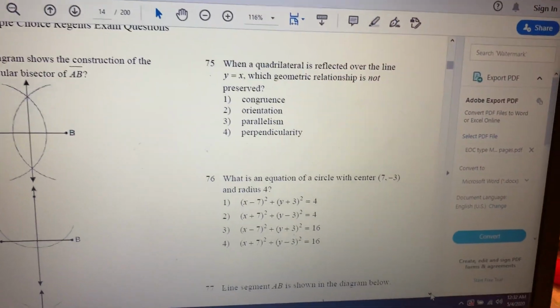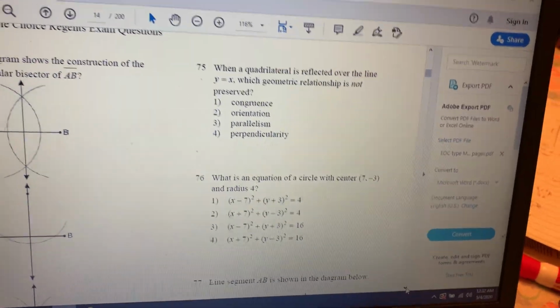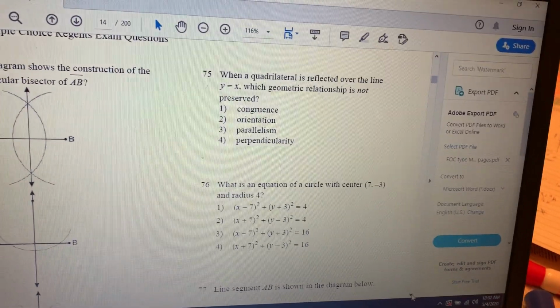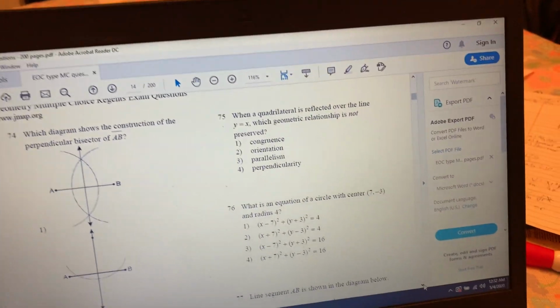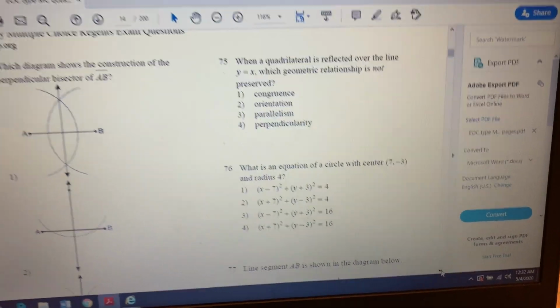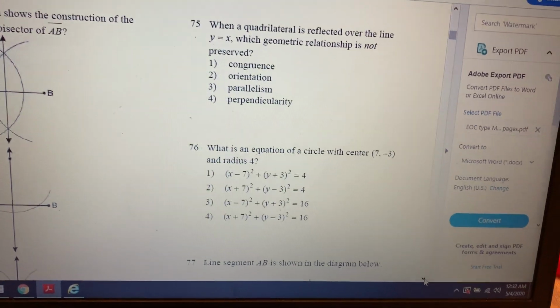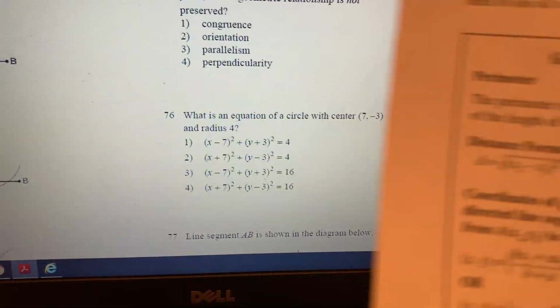Okay? All right, 76. Going back to the circle equation. You know, we've seen a lot of these by now, but just in case y'all need the reminder, let me pull up the formula sheet. All right. It says, what's the equation of a circle with center 7, negative 3, and radius of 4?